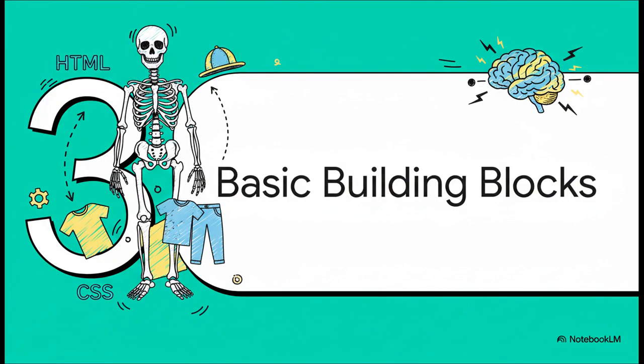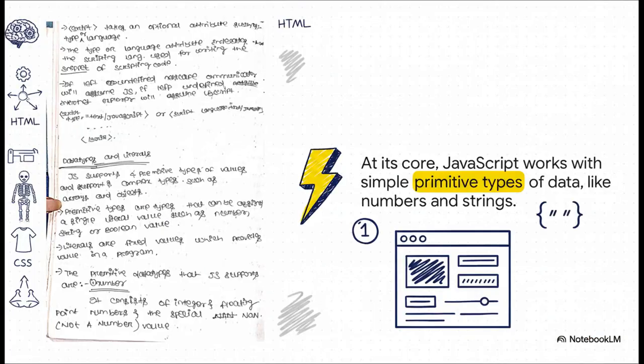All right, let's get into the nitty-gritty. We're going to break JavaScript down into its most basic, fundamental pieces. And trust me, it's a lot simpler than it sounds. Everything in programming, and I mean everything, starts with data. JavaScript's most basic forms of data are called primitives. These are just simple, raw values.